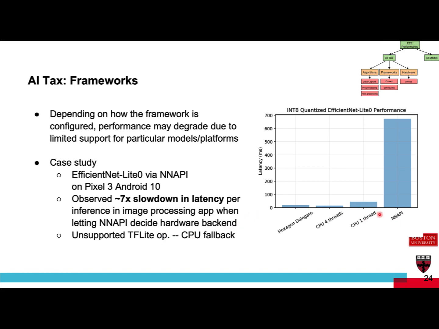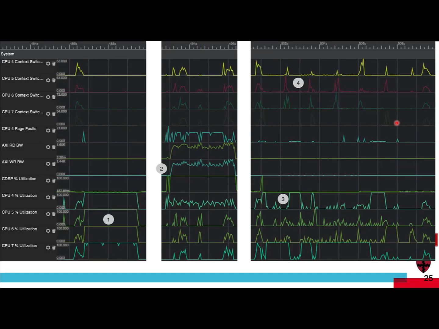But because it keeps trying to schedule the work to the Hexagon DSP, and the work ends up bouncing between the DSP and the CPU, you end up with a very large slowdown due to the back and forth inefficiencies. Let's go one step further into the details. We're going to walk through 4 different scenarios here.